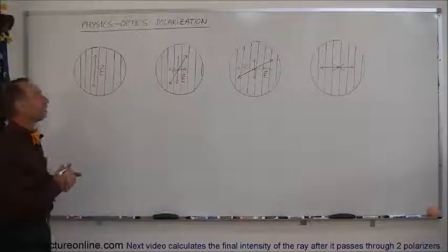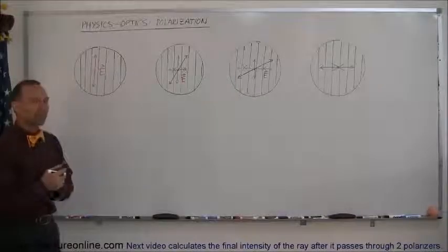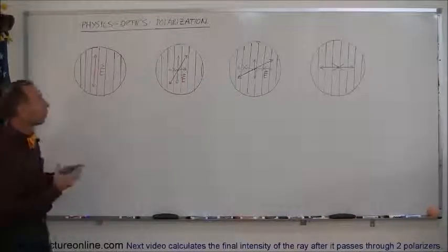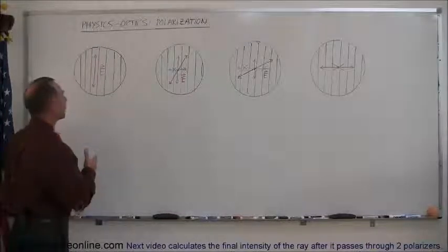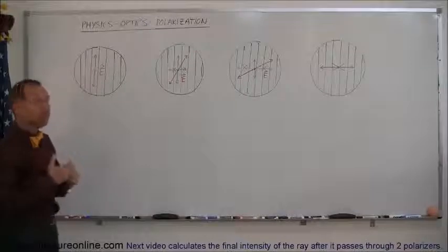Welcome to iLecture Online, and now we're going to look at polarization. Polarization can be accomplished in several ways. One of them is by using what we call polarizers. Polarizers are devices that allow the electromagnetic radiation to transfer through only in one direction.